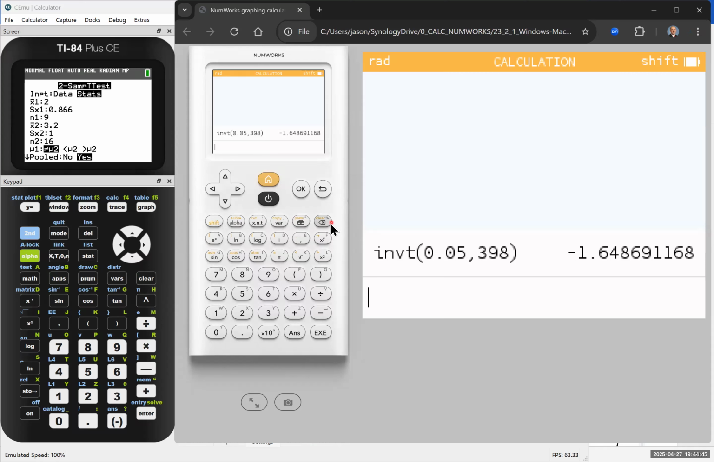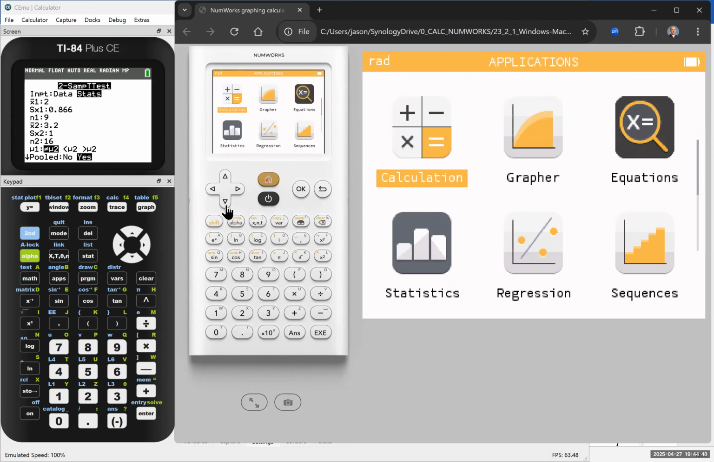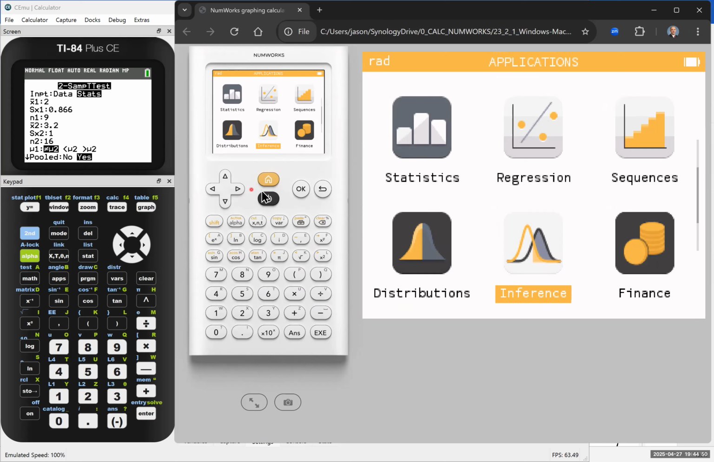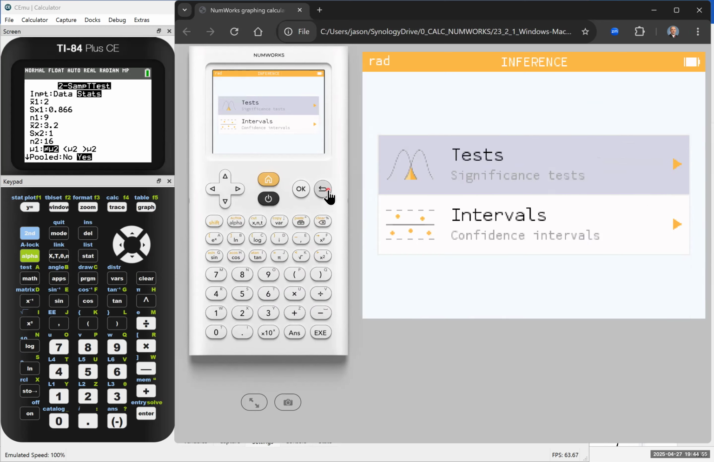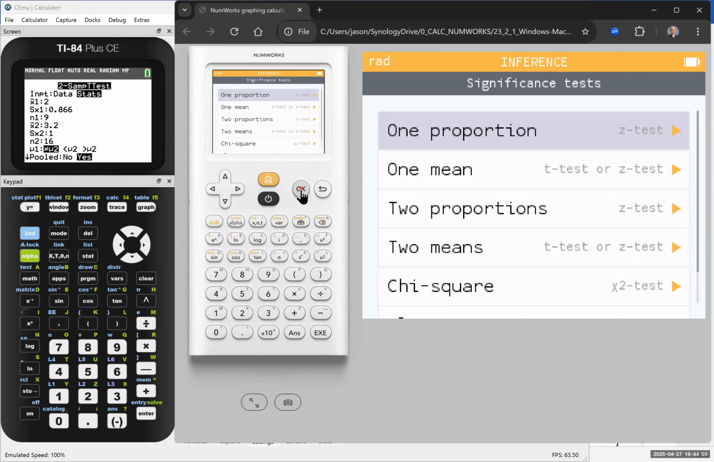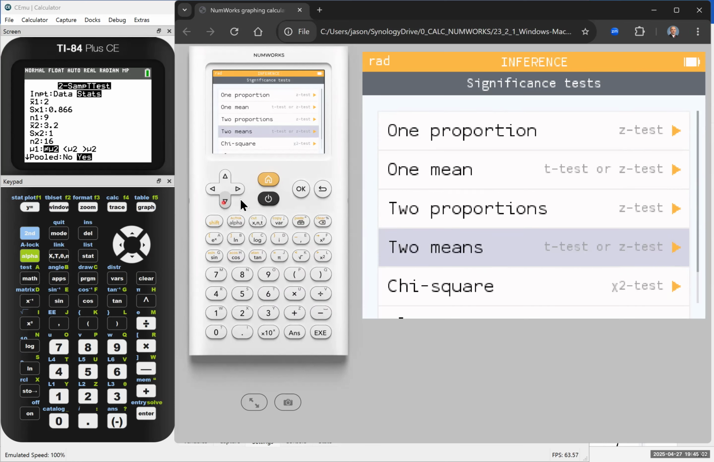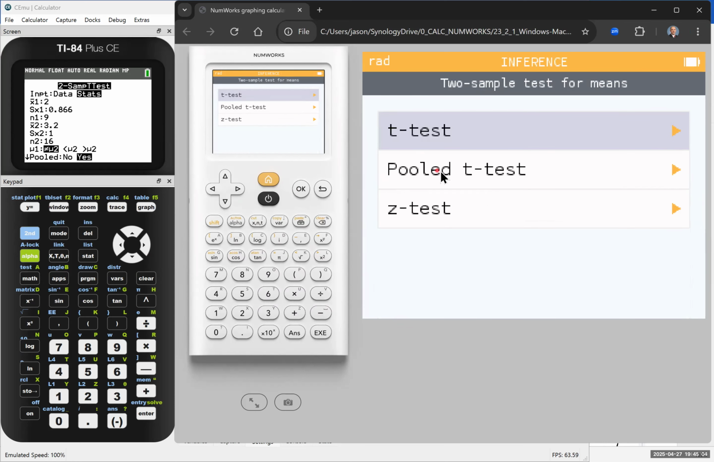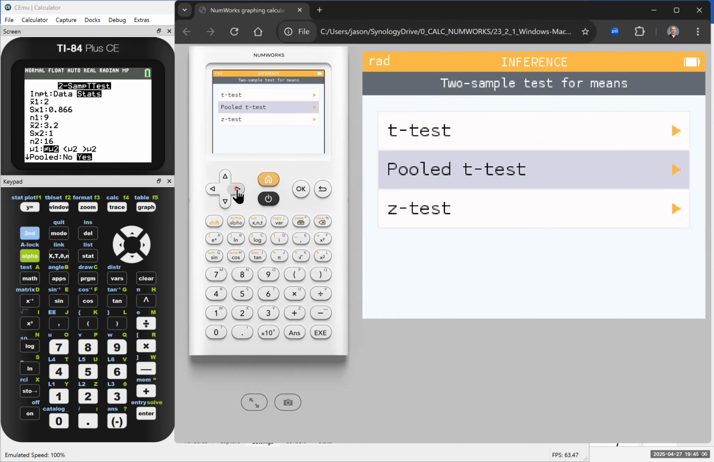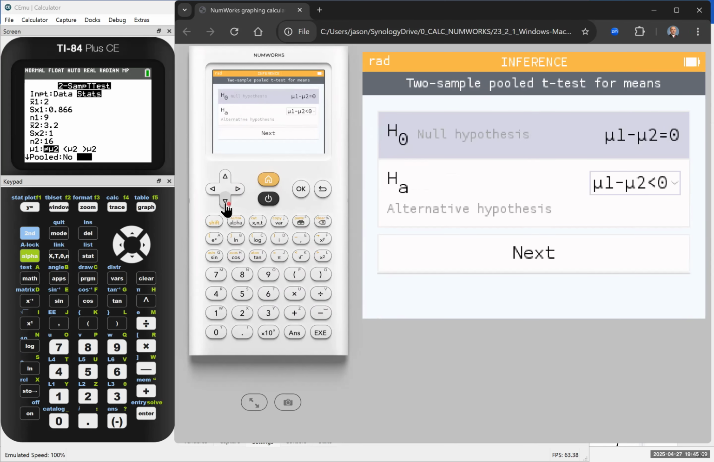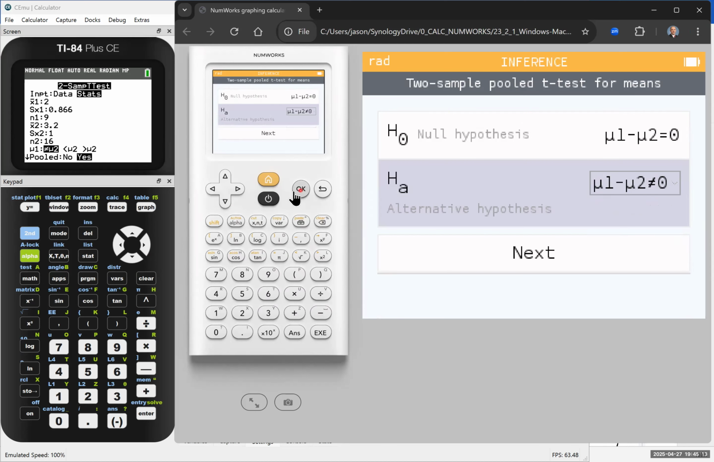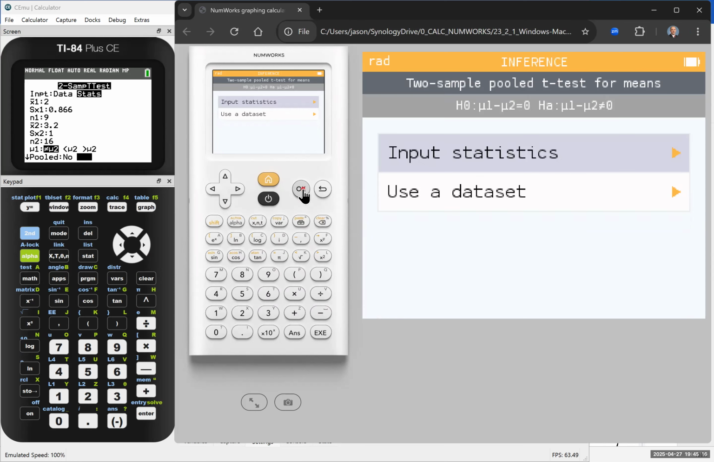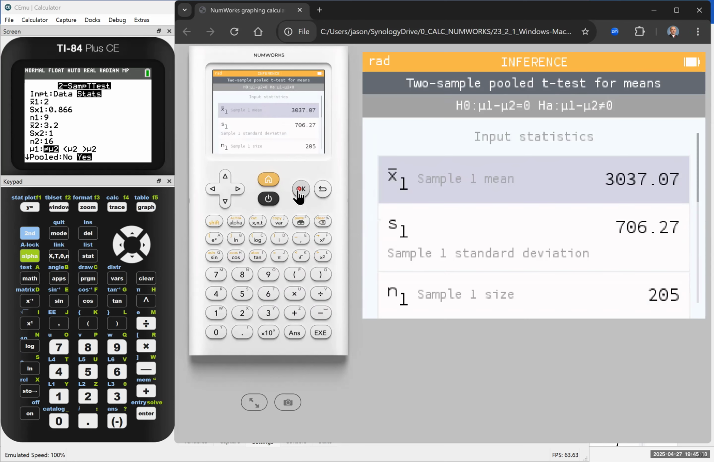Let me clear what I've got here. All right, so we want to go to the inference app. And let me back out. Okay, so the inference app, we want tests. We're doing a 2 means test, but it's going to be pooled. All right, so that looks good for the null. The alternate has to be not equal to.